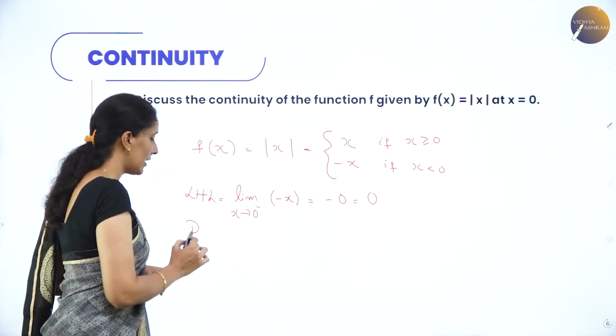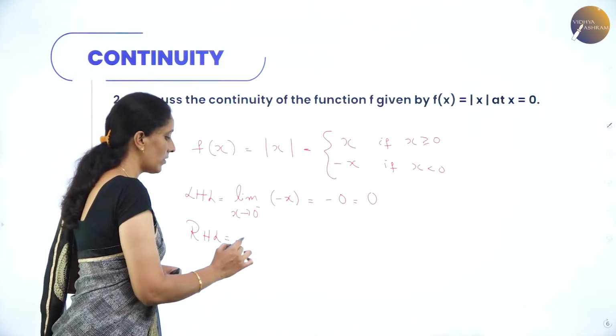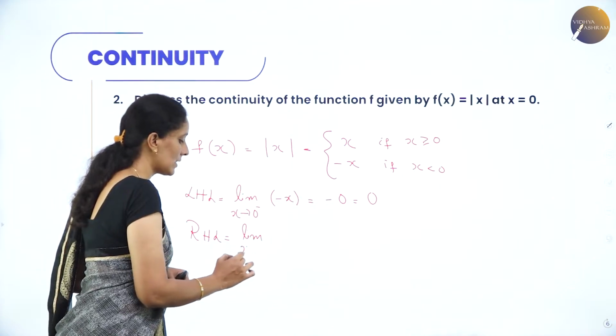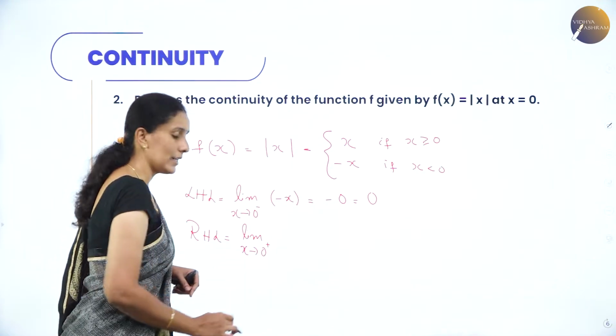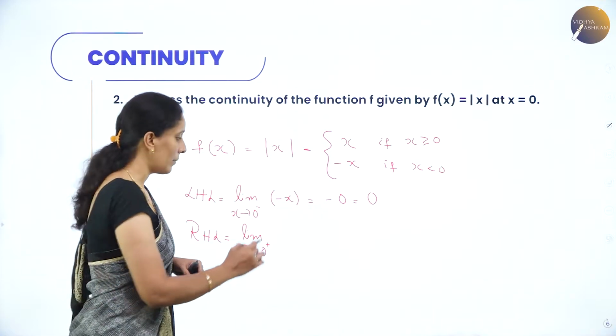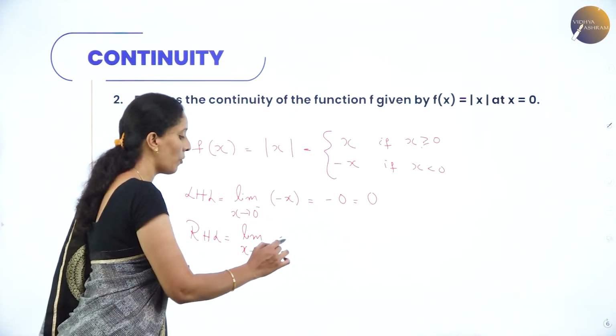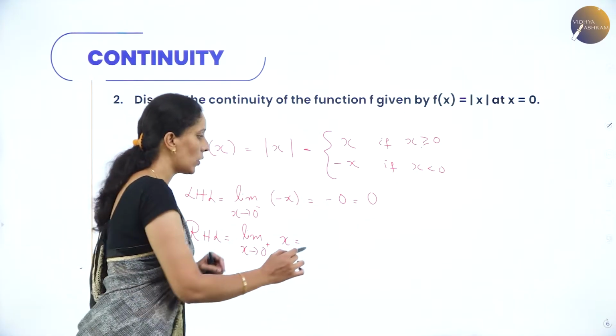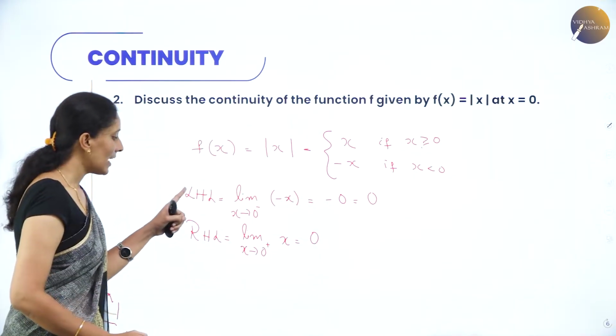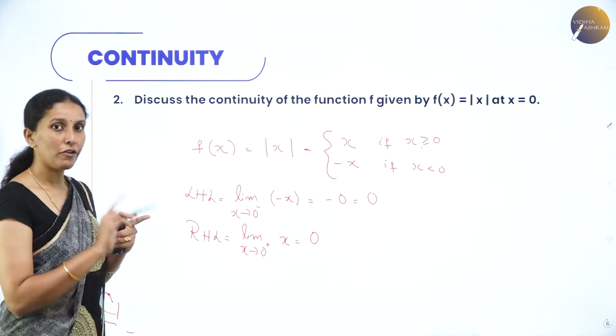Let us take the right hand limit. So the right hand limit, x tends to 0 plus here. So plus denotes the right hand limit. Whenever x is greater than 0, here the function is taken in the form of x. Now put x is equal to 0 here, so 0. The right hand limit and left hand limit are the same, so therefore the limit exists.